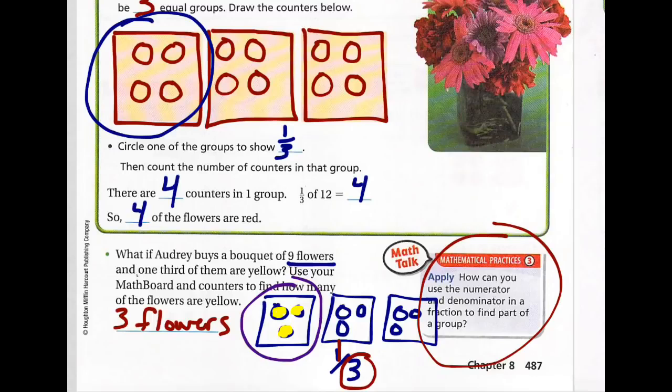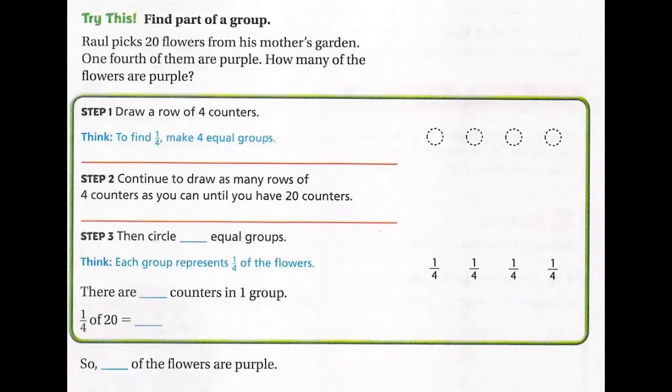So if this number here said 2/3, then we'd do the same thing, but we'd count 2 of the groups. So guess what? 2/3 would be equal to 6 flowers, or 6 out of the 9 flowers. It's just 2 different ways of writing it, but they're actually equivalent. They're equal. Okay, on the next page, try this.